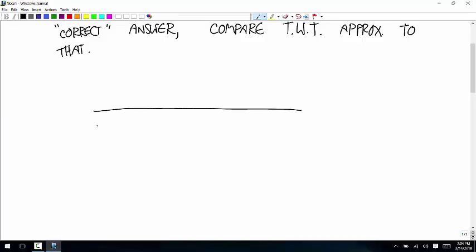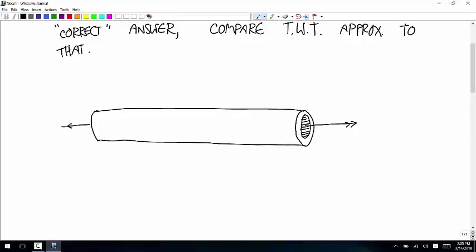So here's our tube. And the torque we'll apply to it will be 10,000 Newton meters this way, 10,000 Newton meters this way. So that's a couple.